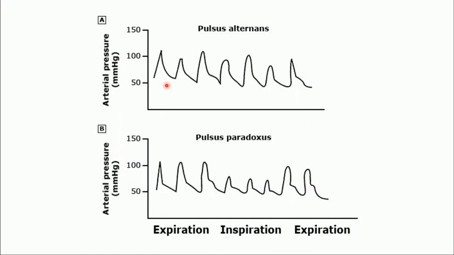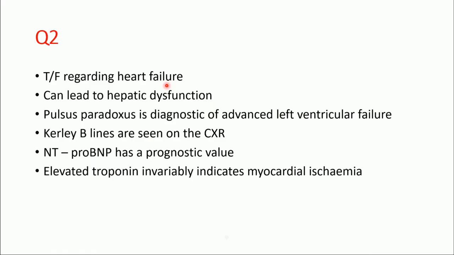So the important thing to remember is pulsus paradoxus is not pathognomonic of heart failure. It is seen mostly in pericardial diseases. We'll talk about that on Thursday. But pulsus alternans is supposed to be quite unique to advanced left ventricular failure. So it is pulsus alternans that we are talking about, and it is virtually diagnostic of advanced left ventricular failure. So that is that.